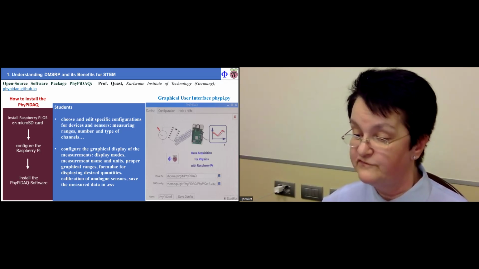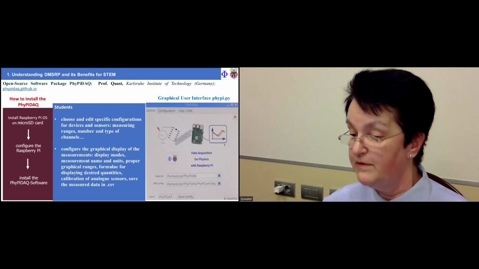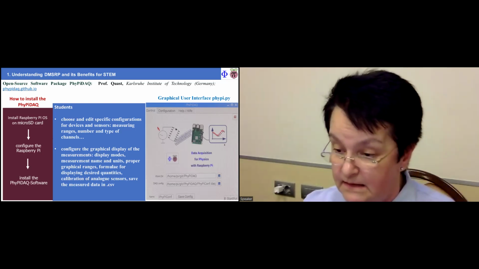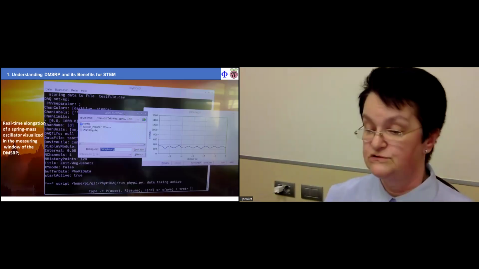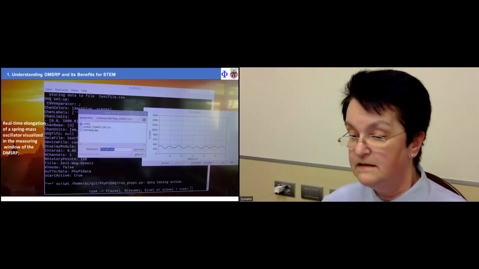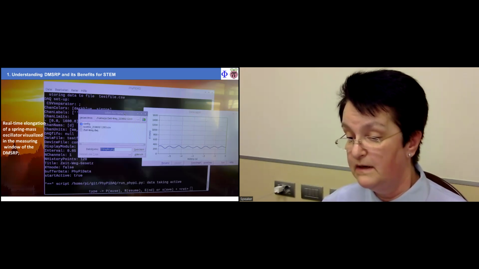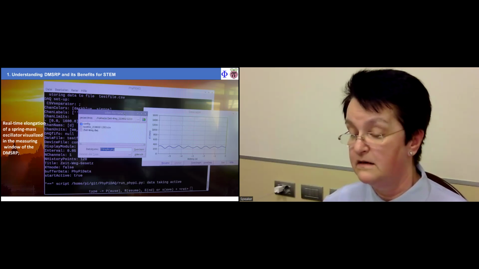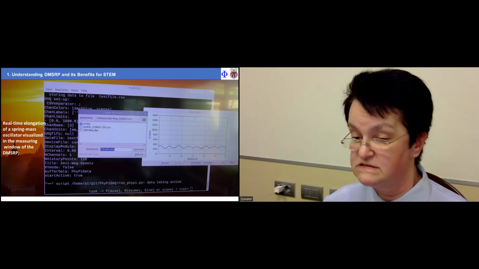So the students don't have to program anything. They just have to choose built-in commands and edit them for the purpose of the experiment. Then they start to run the program, as I said, and they get a display window where the measurements are displayed in real time. So the students get immediate feedback of their prior actions, and they can start to analyze the results.